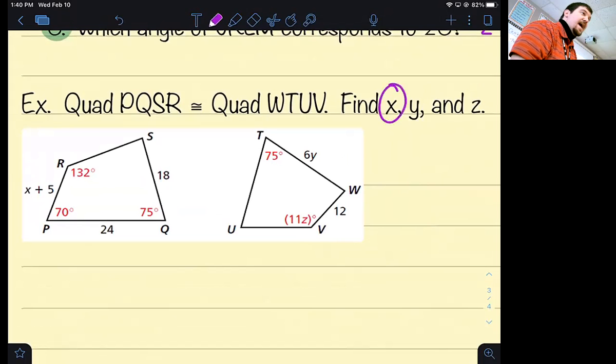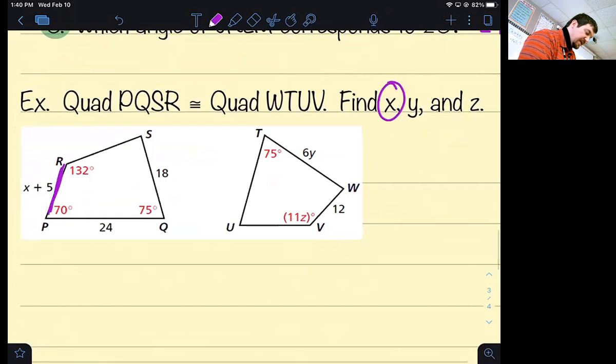I want to find out what X is. So when I look at X, I find it here. X is actually part of the side RP. So I go to my congruent statement. I look for RP. It's right there. RP is going to correspond with what side on the other shape? AJ?